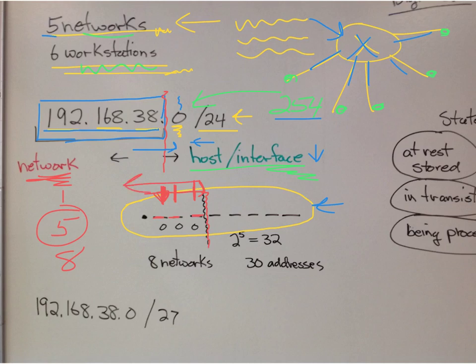Now this will be the network part, and to follow my analogy, this is going to be our host or workstation part. That leaves us 5 bits, 32 combinations, but we can't use 0 and we can't use all ones. 0 is the network, all ones is the broadcast. So we can have 30 addresses, well within our 6 workstations. So we have plenty extra here, and we have some extra here. That's called subnetting. More on that next week.